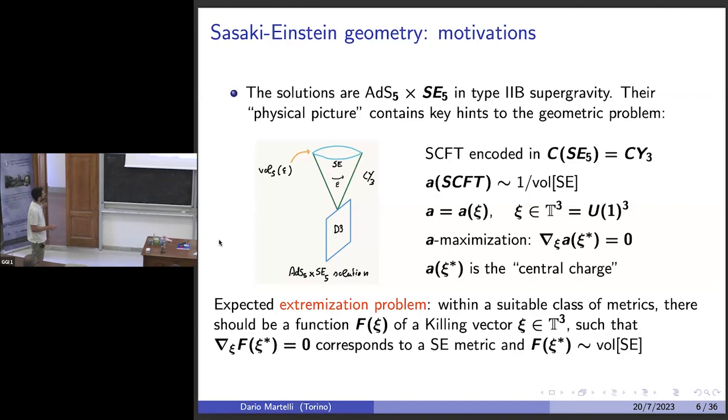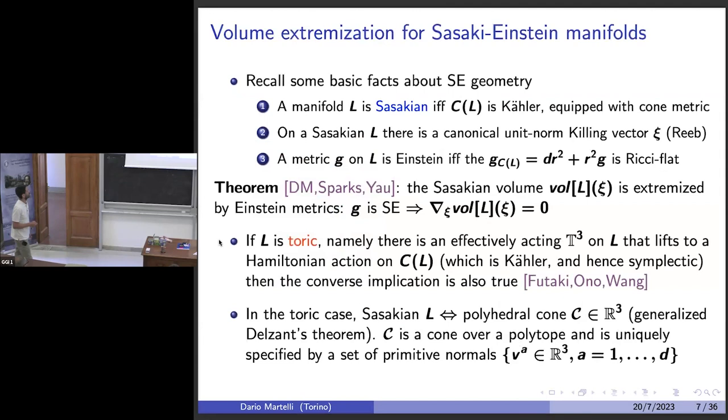So now this calls for the geometric version of this problem. What is it that we are supposed to be doing in the geometry? And here is where volume extremization in Sasaki geometry comes in.